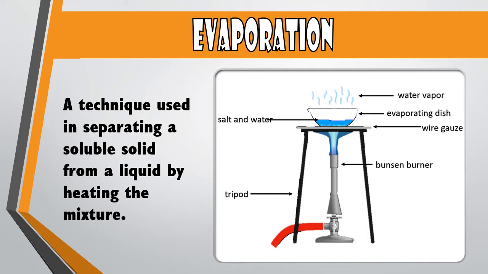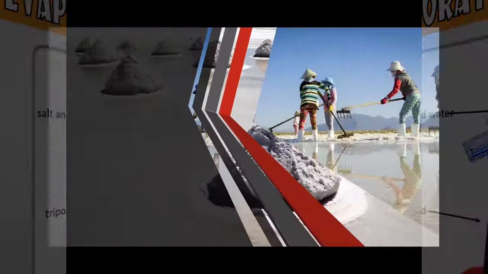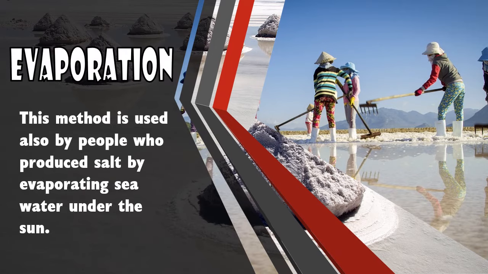Evaporation is a technique used in separating a soluble solid from a liquid by heating the mixture. When a salt solution is heated, water evaporates, and salt remains in the container. The remaining residue is the solute. For example, evaporation is also used by people who produce salt by evaporating seawater under the sun. Remember, class, that in evaporation, only the solute is recovered, not the solvent.